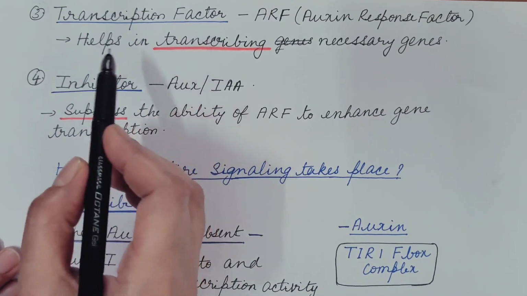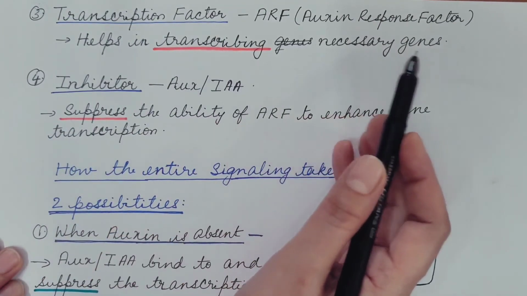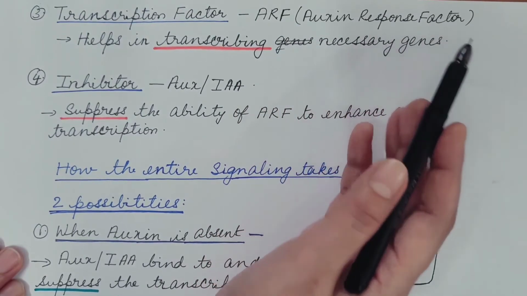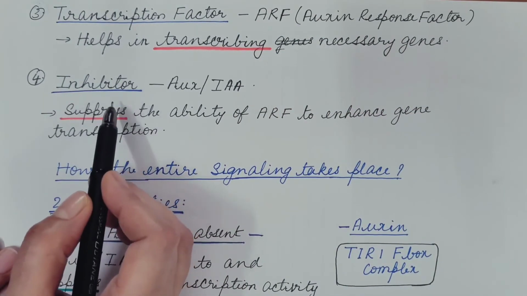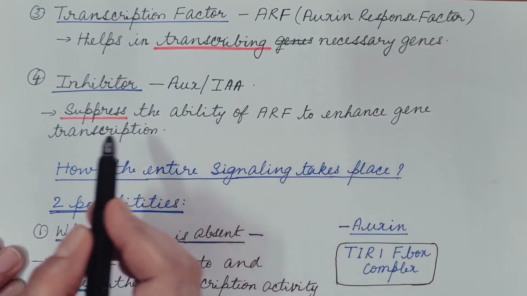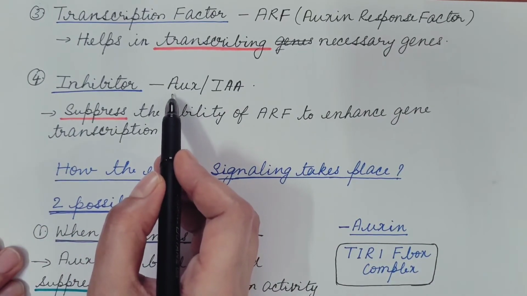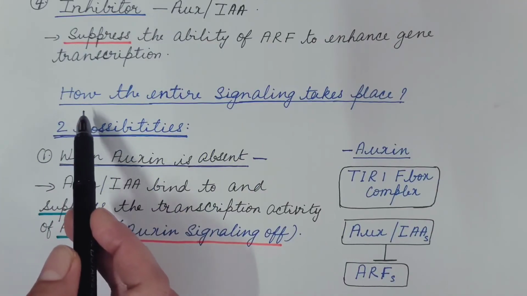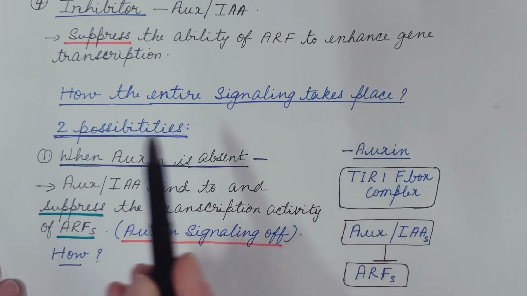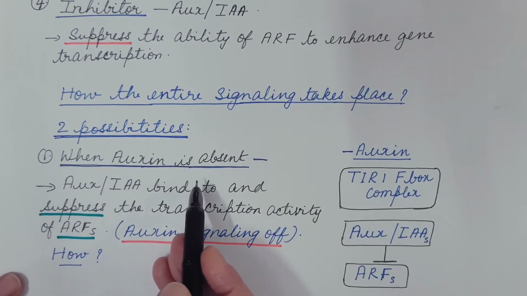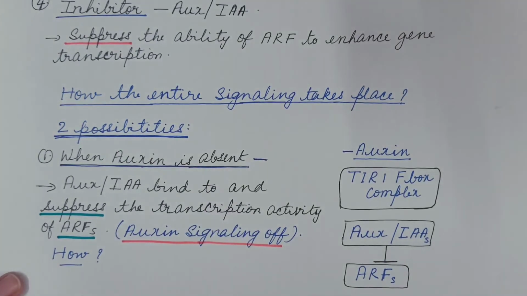Third is the transcription factor. It helps in transcribing necessary genes. Here it is ARF, known as auxin response factor. Then fourth is the inhibitor. It suppresses the ability of ARF to enhance gene expression. Here it is AUX/IAA. Now let us see how the entire signaling takes place. There are two possibilities or two situations. First is when auxin is absent. Second, when auxin is present. So let us discuss them one by one.